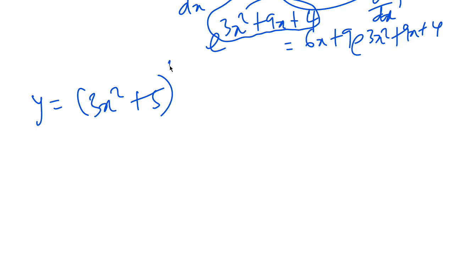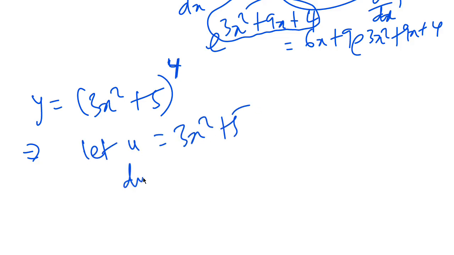We have (3x squared plus 5) raised to power 4. And they ask you what's the differential, what's the differential coefficient? Or they say differentiate with respect to x. Have you paused? So the answer to this is for you to say let u be equal to 3x squared plus 5. And then du over dx.